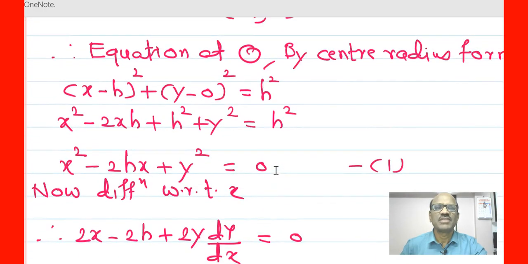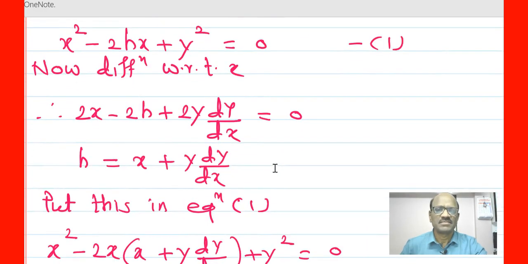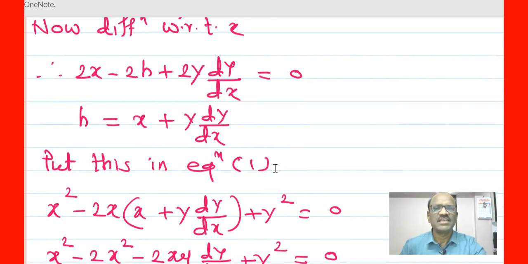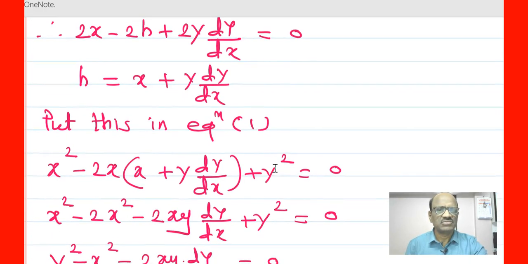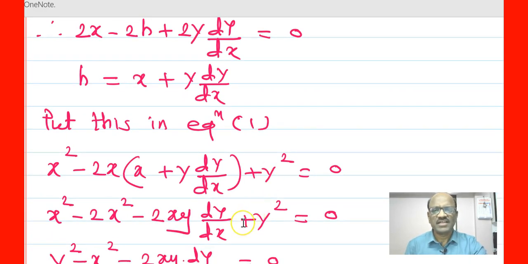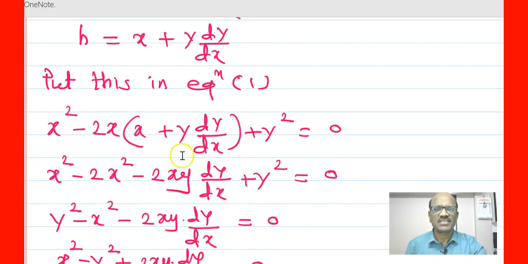Put this in equation number 1. Then you will get... Now one thing is there, that is, there is one arbitrary constant. Therefore, the order of the differential equation is 1. When there are two arbitrary constants, the order of the differential equation is 2. And in the same way, here we are getting this order 1. That is, substitute the value of that h and expand this.